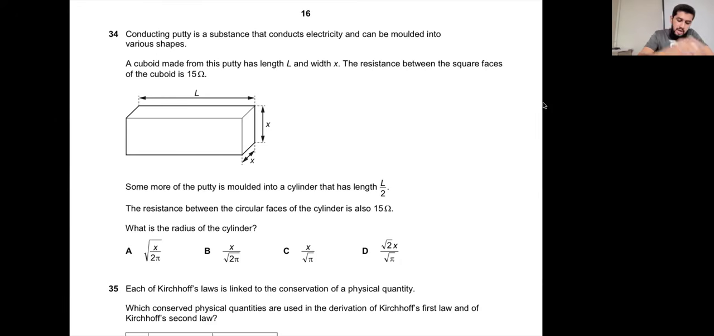Now you need to understand that it's the same putty. The resistance is the same. Same putty, same resistance. R is equal to rho L upon A. The resistance was initially 15, so this is also 15. Now, the area here is X squared.